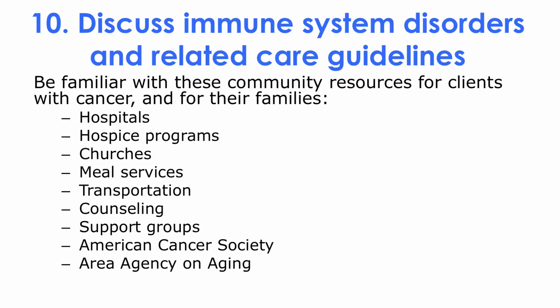Moving on, we need to be familiar with community resources for clients with cancer. We just need to make sure we know that. If the client has cancer, there may be things that we need to be able to provide for them. So we need to look into what hospitals are in the area, what programs exist like hospice, church programs, meal services, transportation, counseling, and support groups. Just like with Alzheimer's disease programs, joining the American Cancer Society is important for getting yourself educated, as well as your local Area Agency on Aging. These are very good resources to know and to have so that we can provide the information to the client if they need it or ask for it.